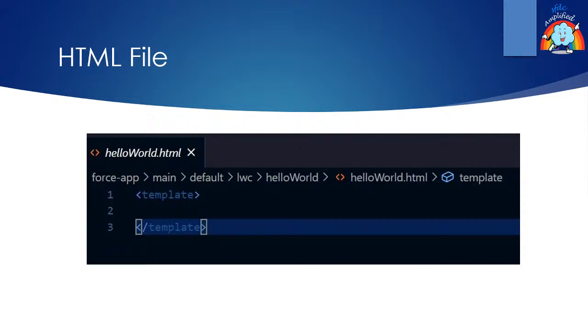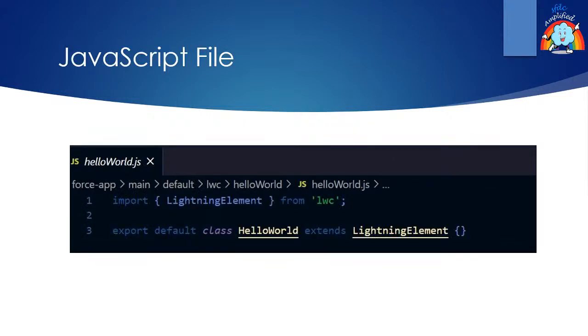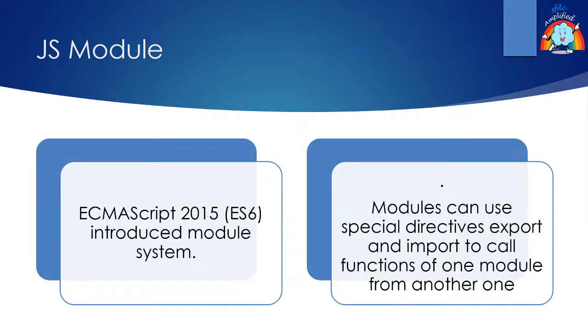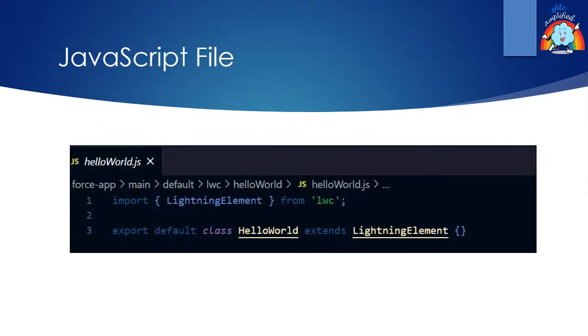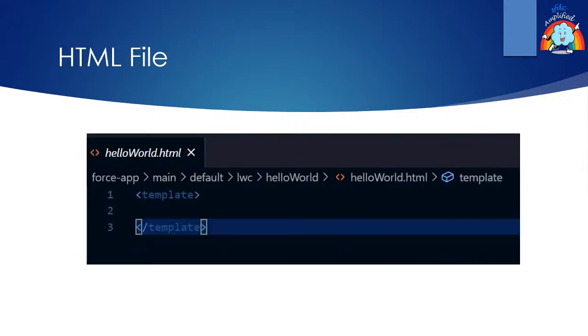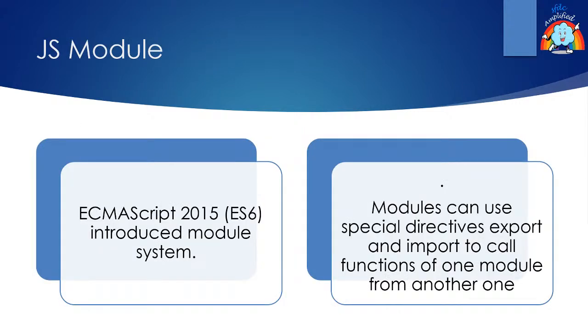We just discussed the HTML file. Now we want to discuss the JavaScript file. We saw that there was import LightningElement from lwc, and then export default class HelloWorld extends LightningElement. To understand this terminology, let's go to a little basics. Something is called a module. ECMAScript 2015, that is ES6, introduced the module system. You can consider a module as a file, or a group of files.